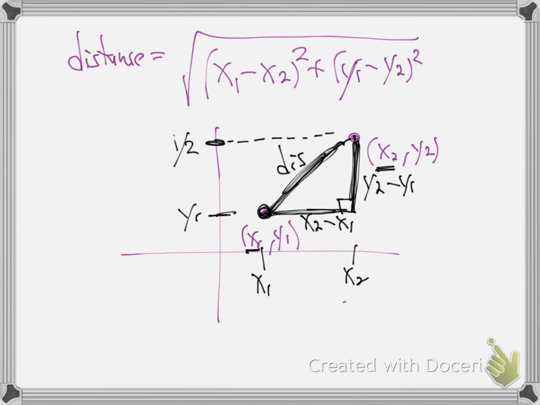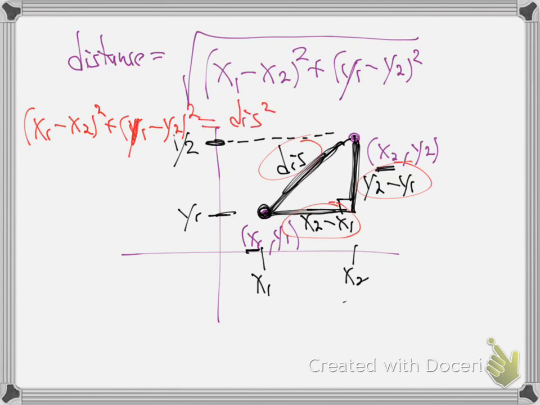I just want to show you how they came up with this. They just said this squared plus that squared is that squared. So they said x1 minus x2 squared plus y1 minus y2 squared is distance squared. Then they wanted to make it regular distance, so they rooted it. And that makes it regular distance. It gets rid of the square. That's how they came up with that formula.